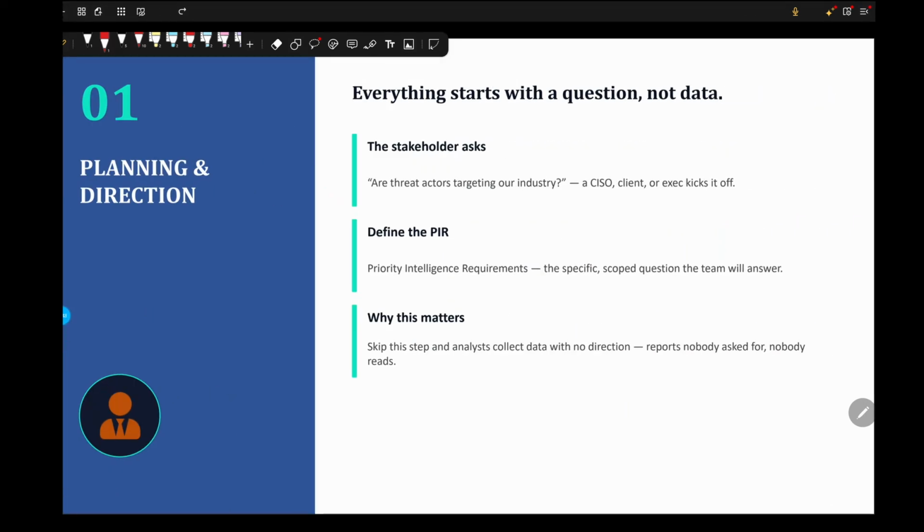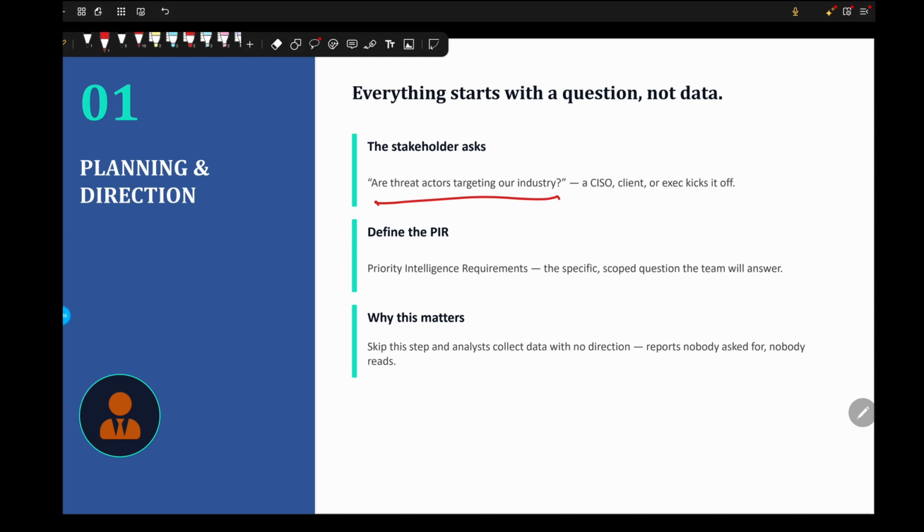So the first stage is planning and direction. Everything starts with a question, right? Not the data. You can collect the data from various sources, but for what? So we need to define a set of questions that you can answer with the data that you collect. The questions can be asked by a stakeholder, or maybe the CISO, or could be a client. Like, are there any threat actors that are targeting our industry right now? Or is our brand being impersonated online? Right? So these are relevant questions.